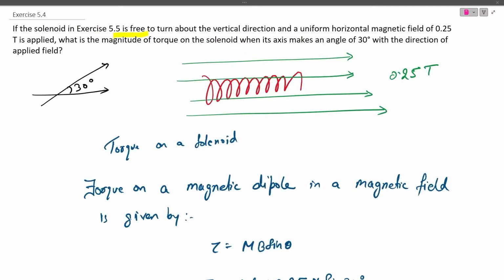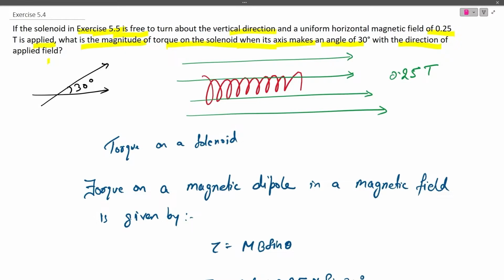The question is saying that if the solenoid in exercise 5.5, it is talking about the previous exercise, is free to turn about the vertical direction and a uniform horizontal magnetic field of 0.25 Tesla is applied, what is the magnitude of torque on the solenoid when its axis makes an angle of 30 degree with the direction of applied field? Now previously we saw that there was a solenoid of 800 turns in which the current was flowing, and it has a cross section area that was given.